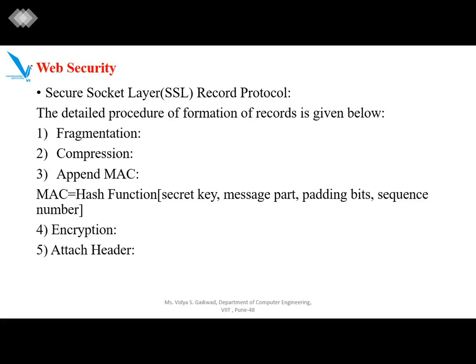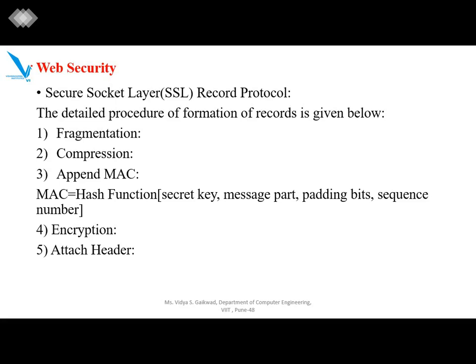So the MAC is then appended to the part message, followed by encrypting the packet of fixed length. Then the headers are added to the packet. The object created is called a record. So this record is transmitted using the TCP protocol.